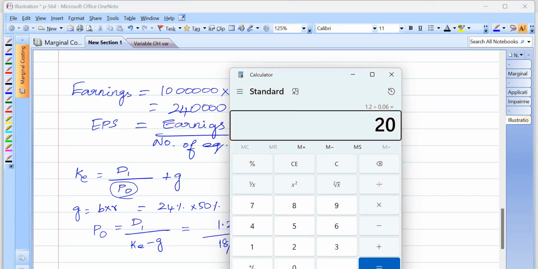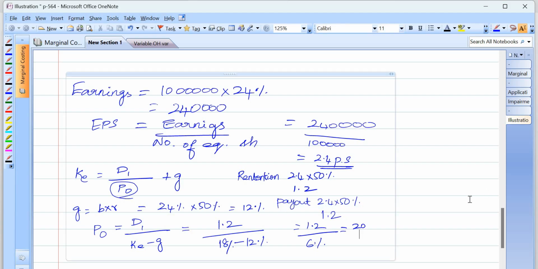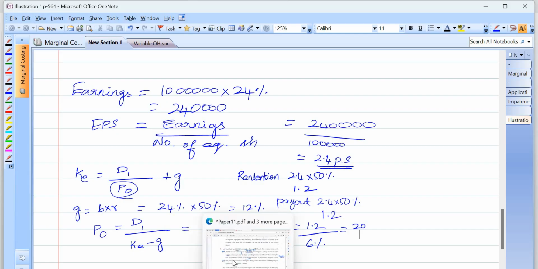So 1.2 divided by 6 percentage. So 20 rupees. So price of equity share is 20 rupees. I hope this case is very clear. So what is the next scenario they have asked for?